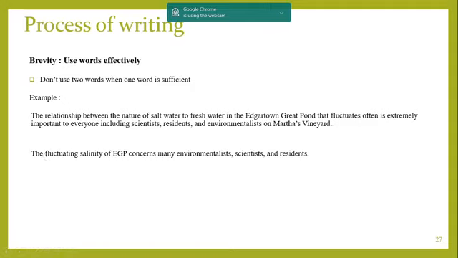Your word length is also becoming short. That's the reason you can convey your information by reducing the length of the paper. The fluctuating salinity of the EGP concerns many environmentalists, scientists, and residents. That's what they wanted to say. They were saying the nature of the salt water in the fresh water, and these are duplicate information, so this is eliminated and they have just used salinity.